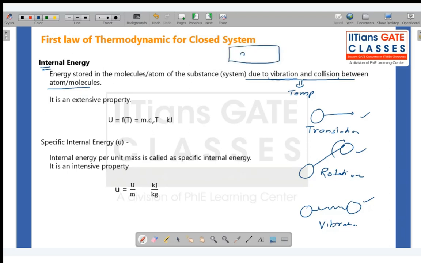So whatever energy is possessed by the molecules. If some mass is there, molecules will have some translational energy, rotational energy, vibrational energy. If you give more heat, more temperature, that means higher translation, higher rotation, higher vibration. But the energy possessed or stored by this mass, let me write it one more time: energy possessed by this mass due to temperature, because this mass will have some energy due to velocity as well, that is kinetic energy, and due to position as well, that is potential energy. But due to temperature, the energy that is possessed is called internal energy. Is it clear to everyone? Quickly.